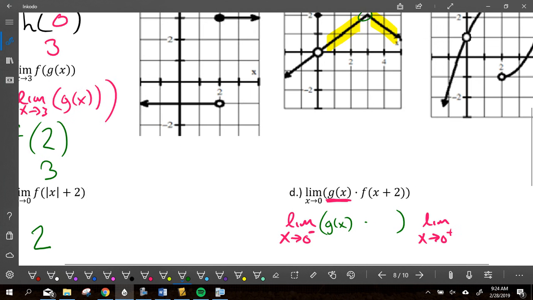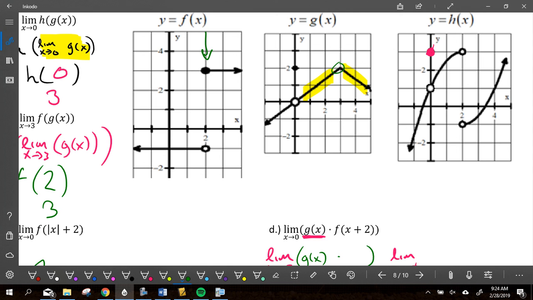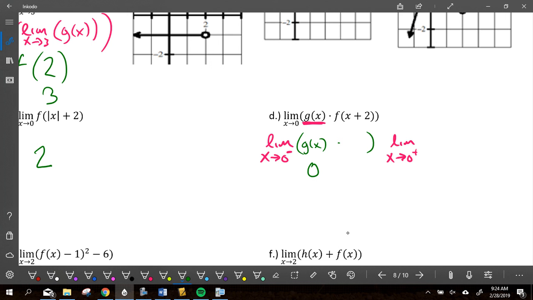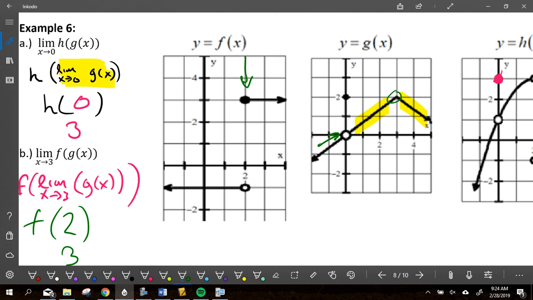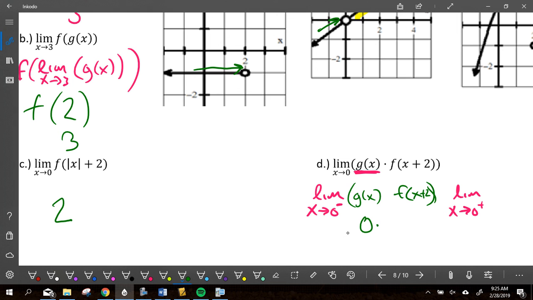So if I look at my graph, what is that answer going to be? It's 0 because I'm approaching it from the left-hand side. It's still 0. That didn't change. So this guy is 0 times x plus 2, but I only care about the left-hand side of this graph. What is the limit of f as I approach it from the left-hand side? -1, because I'm over here at 2. It's -1. 0 times -1 is 0.